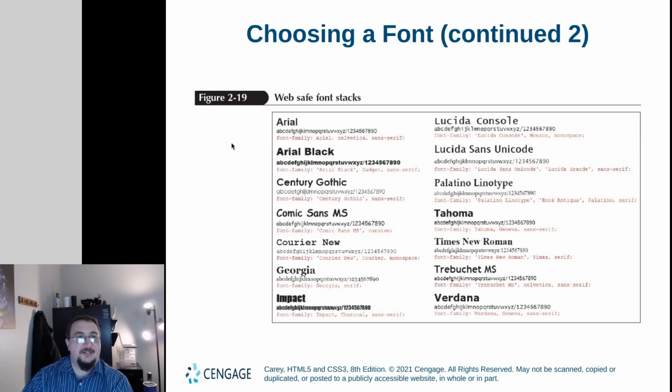Web-safe font stacks. Here you see specifically we want to use Arial, followed by Helvetica or sans serif. So it will first look for Arial. If Arial exists, it will use that. If it doesn't exist, it will then look for Helvetica. If it can't find that, then it will use a generic sans serif font.